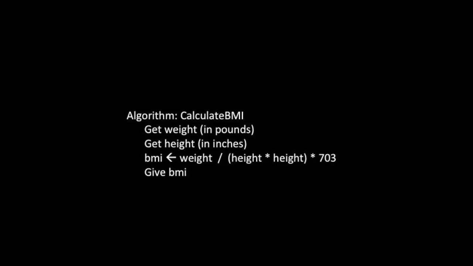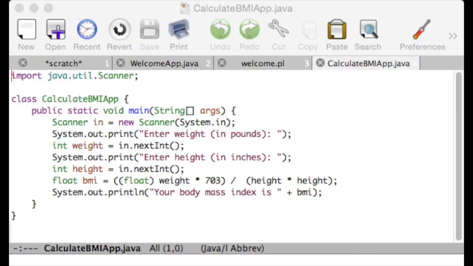So that's our first algorithm, represented in both Java and then in Prolog. Let's take a look at another algorithm that we already know, which is how to calculate body mass index. So here's the pseudocode algorithm we developed before. And let's take a look at how we might implement this in Java. So here's the Java program.